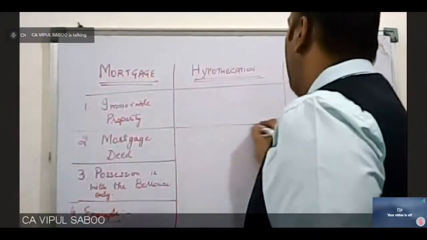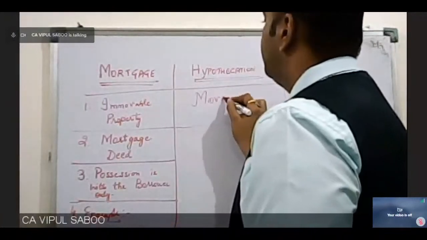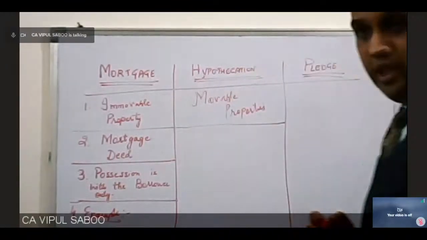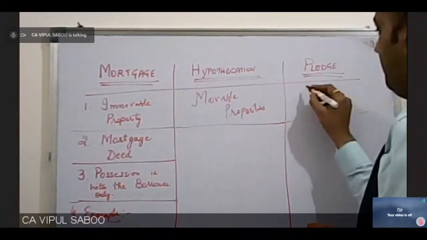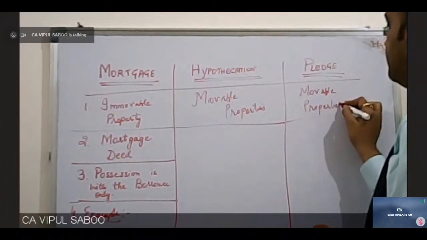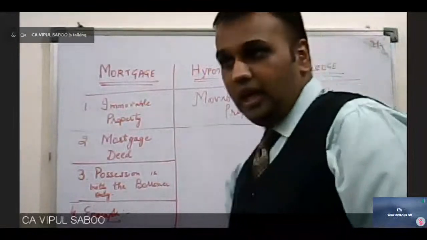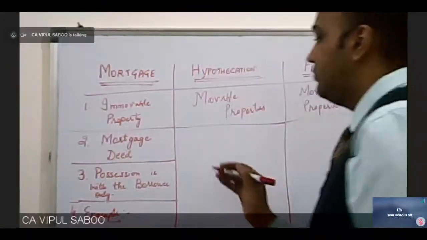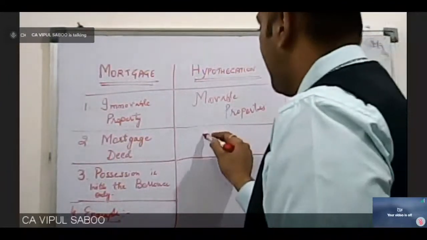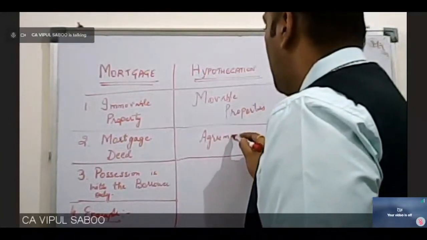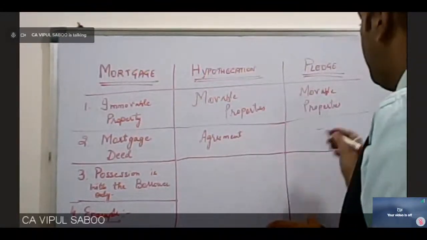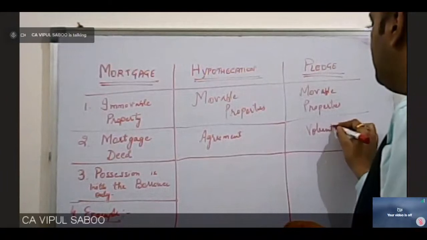Hypothecation. Hypothecation is done for movable properties. Pledge is also for movable properties. Okay, hypothecation and pledge both for movable properties. And what is the difference? There is basically an agreement of hypothecation, a hypothecation deed or hypothecation loan agreement. No such agreement over here in pledge, or the agreement is just voluntary.